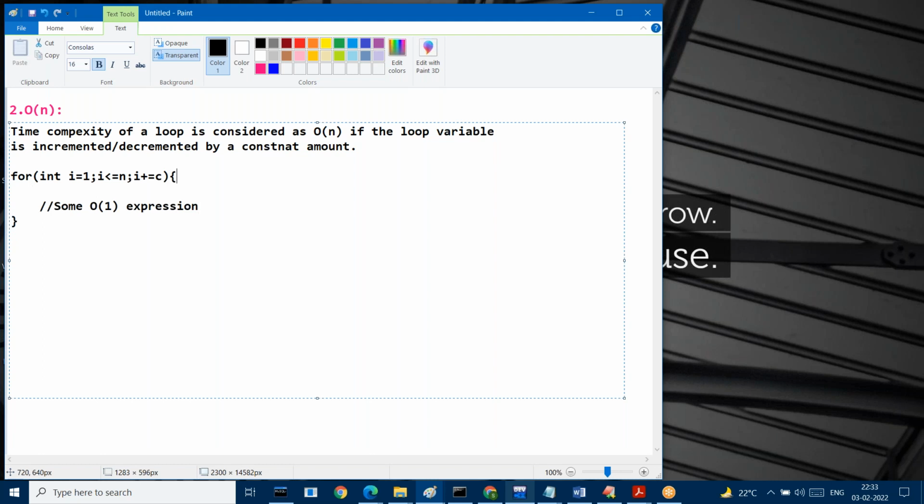Then what about the complexity of this loop? How many times will the loop rotate? Do you know that? No. N times, sir. N means I don't know. Suppose I write the loop in a different way.